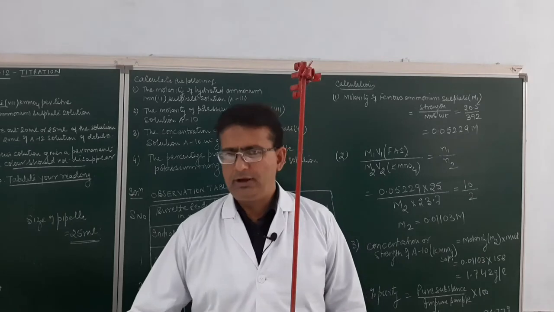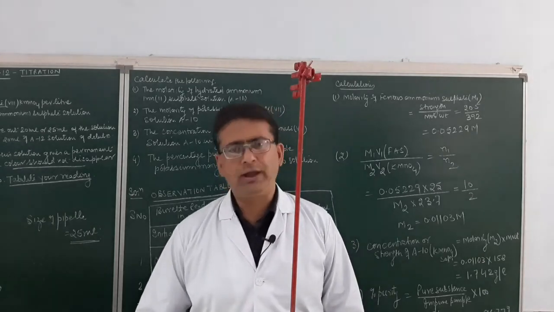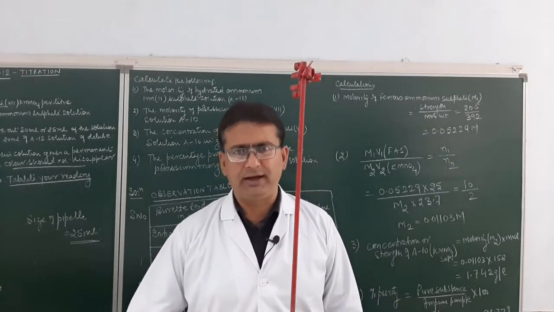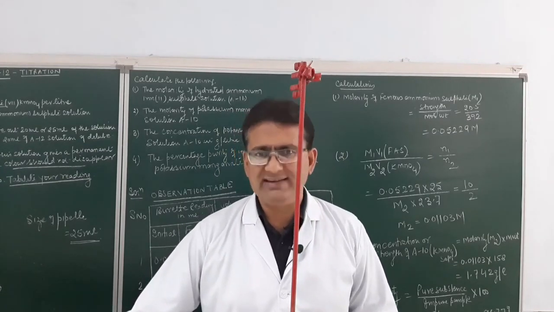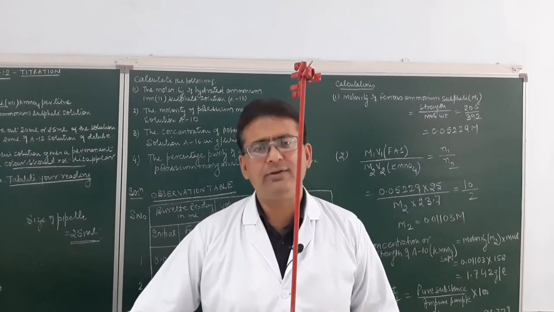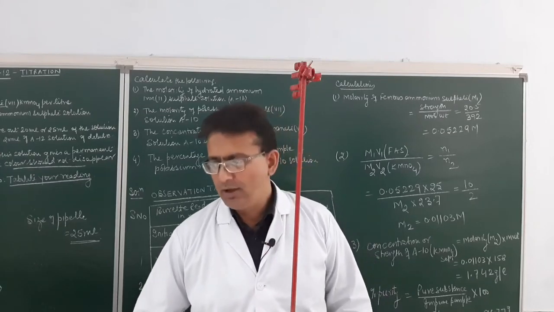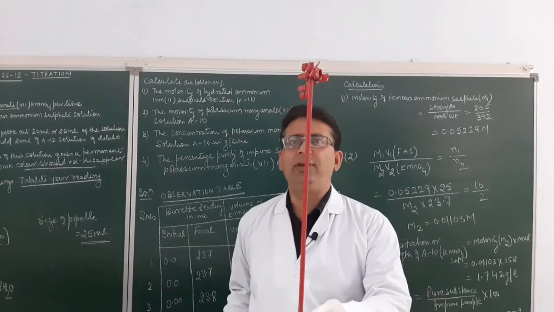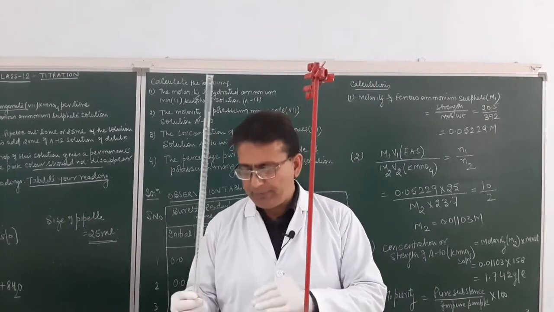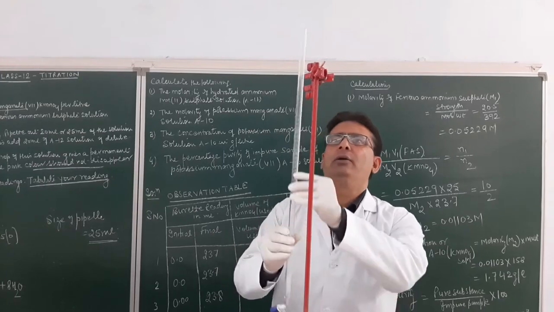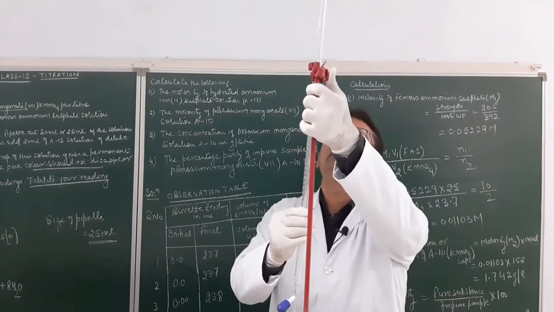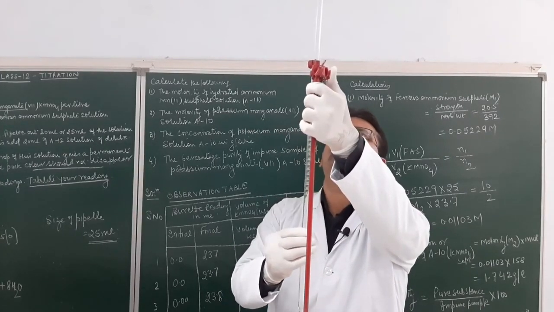Now students, I will demonstrate to you how to carry out the titration and how to determine the titer value. I will be demonstrating to you only once. The similar kind of exercise you have to do at least thrice or more to get the concordant reading. As you can see over here, this is a clamp stand and this is a burette. This burette is filled up to the 0 mark. So I will clamp this burette in a clamp stand.